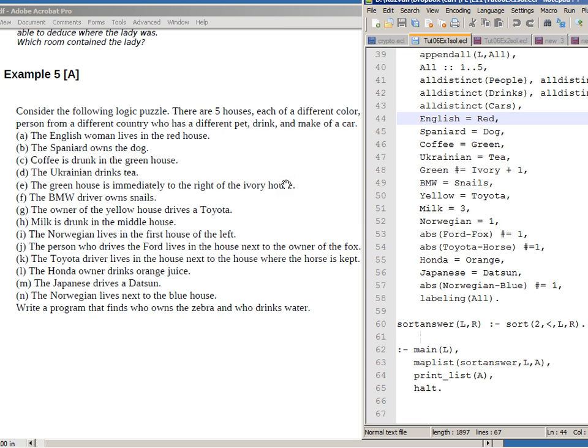Coffee is drunk in the green house. Coffee equals green. When I see that, I'm thinking like coffee is green. Yuck. Coffee is drunk in the green house. The Ukrainian drinks tea. Ukrainian equals tea. The green house is immediately to the right of the ivory house. Okay, so we're considering the houses from left to right, and to the right means plus 1. So green equals ivory plus 1. BMW driver owns snails. What a weirdo, right?